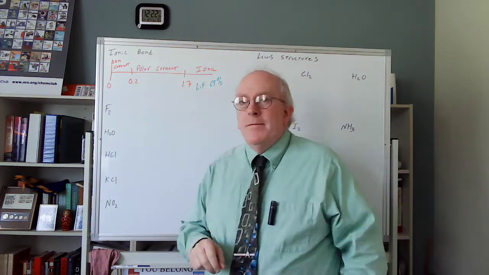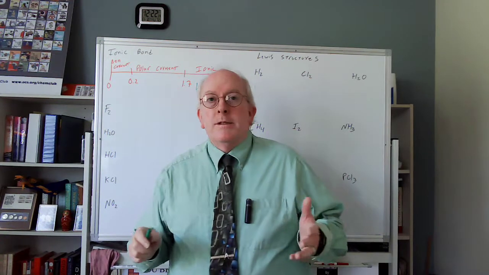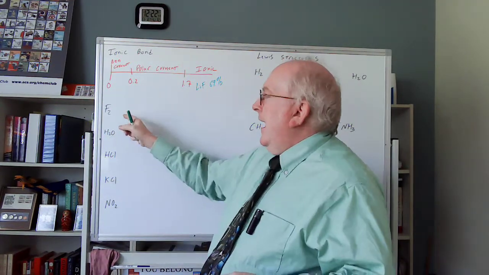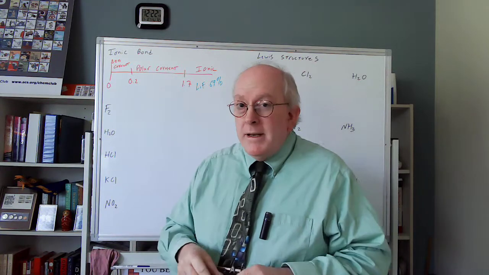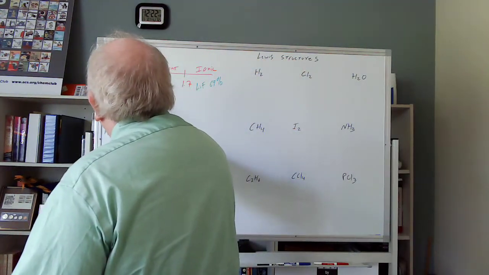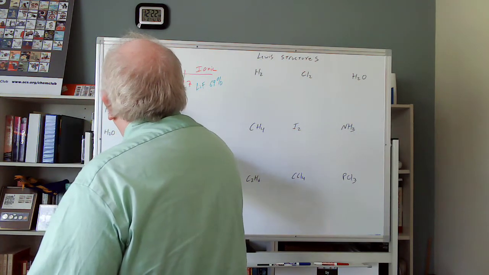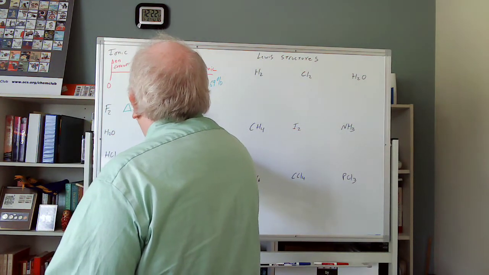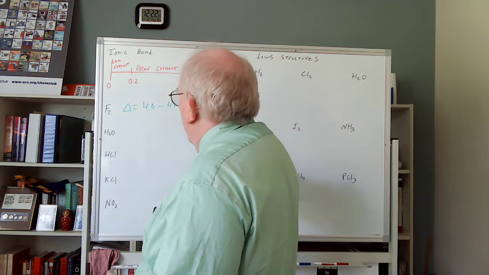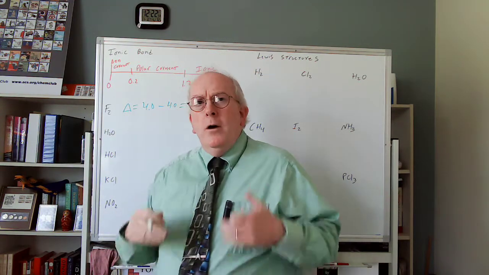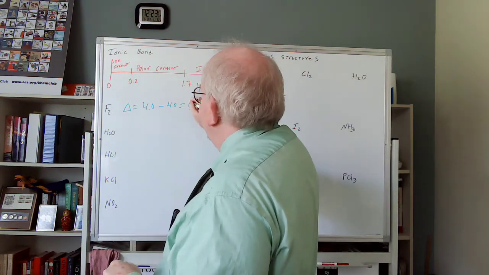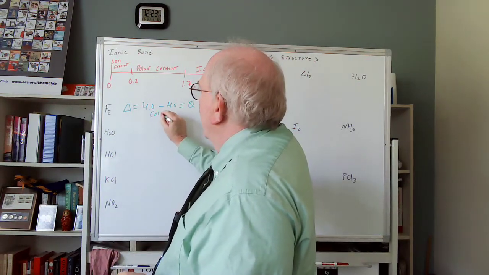Okay? Now, I'll show you some math problems just to make you feel at ease. F2. Can we determine whether it's covalent or not? Sure. Take the difference in the electronegativity. Delta equals, well, the first fluorine is a 4.0, and the other fluorine is a 4.0. So 4.0 minus 4.0, I got a calculator here if necessary, but that's 0. That is truly a covalent bond.